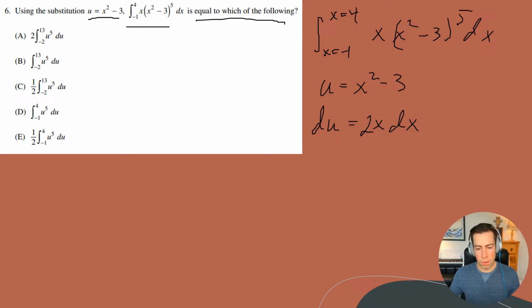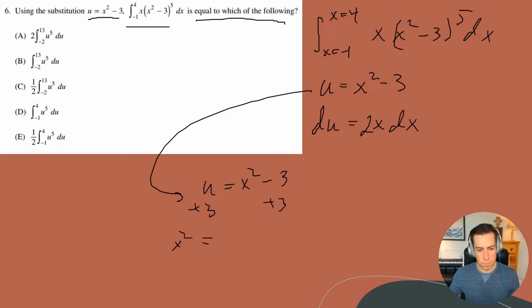Okay, now the first thing I want to do is figure out what x is in terms of u. So I'm going to solve for x. I'm going to add 3 to both sides, and then I get u plus 3, and then I'll take the square root of both sides. So now I have x equals the square root of u plus 3.